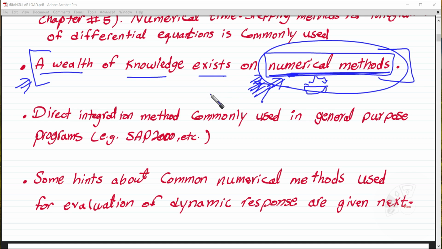computation techniques, you're going to find that you're not going to spend the time that you used to spend whenever you were solving using numerical methods. So take care of this and keep it in your mind. Only understand it once and then leave it for the software to do it for you. Okay, direct integration method is commonly used in general purpose programs. For example, in SAP 2000, you are going to find they are using the direct integration method.